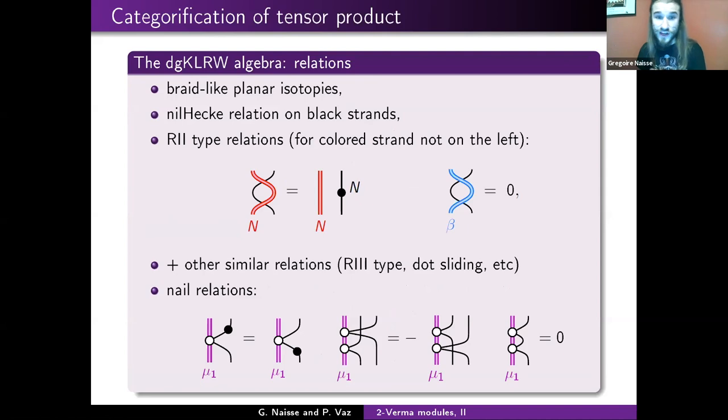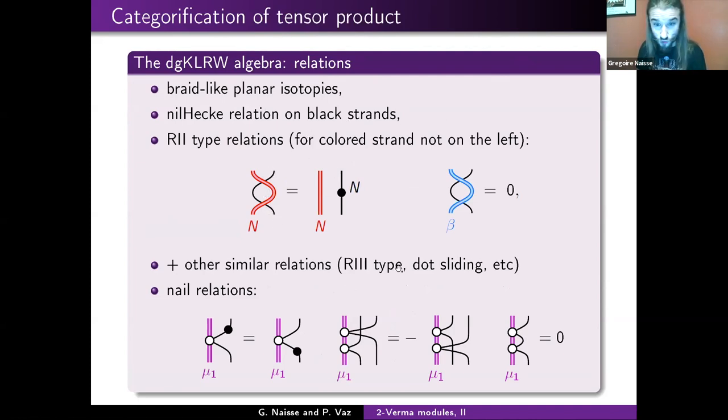And then we impose some relations on this algebra. So we consider everything up to braid-like planar isotopy, so we can move things around vertically, basically. You impose the nil-Hecke relations on the black strands, and then you have some kind of Reidemeister 2 type relation for colored strands.